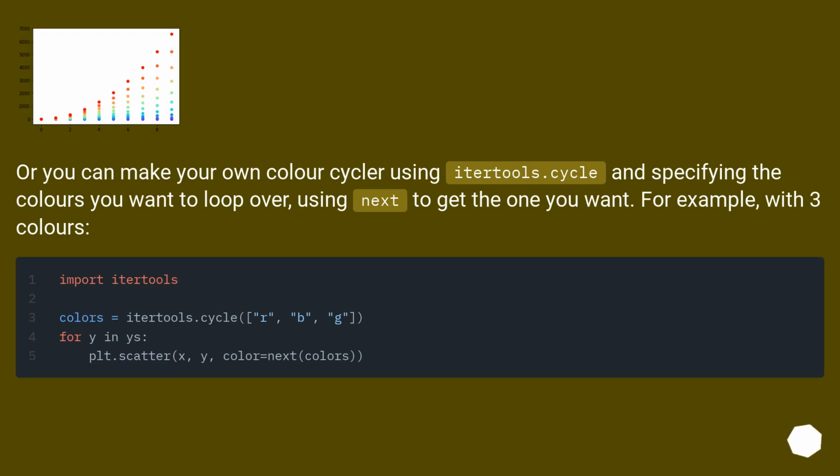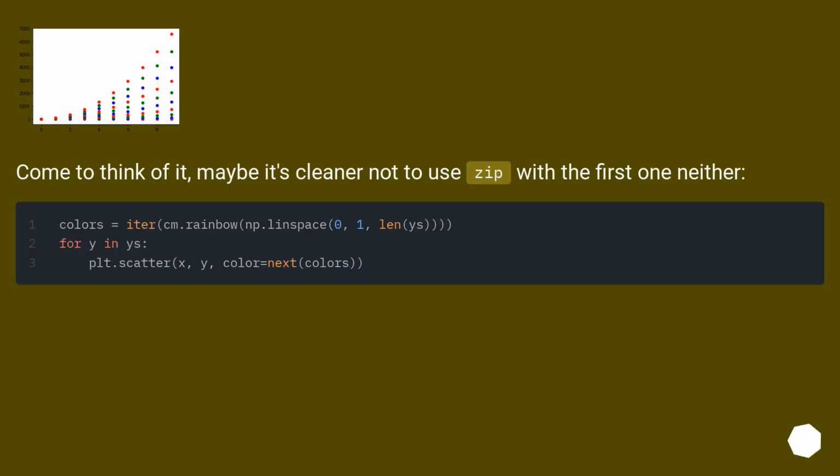Or you can make your own color cycler using itertools.cycle and specifying the colors you want to loop over, using next to get the one you want. For example, with 3 colors. Come to think of it, maybe it's cleaner not to use zip with the first one either.